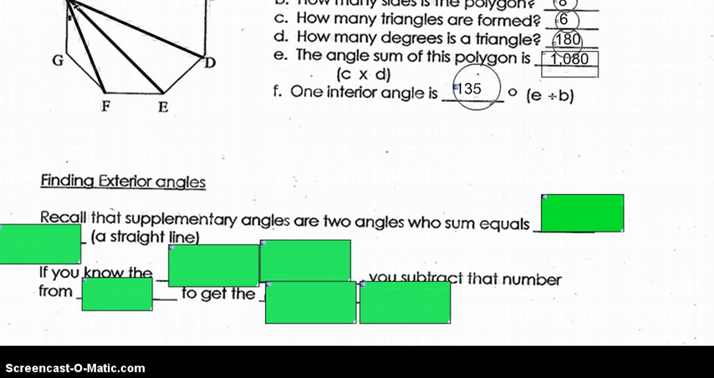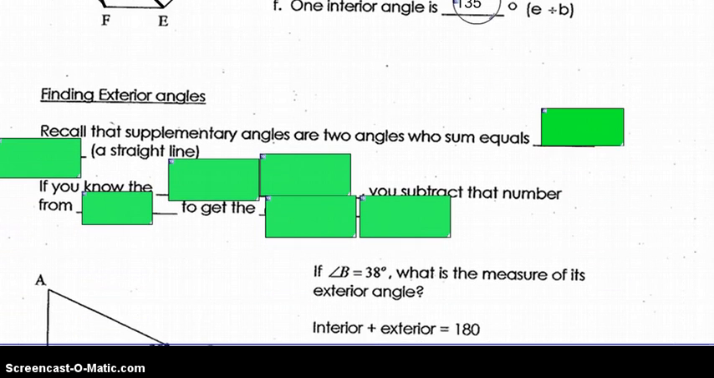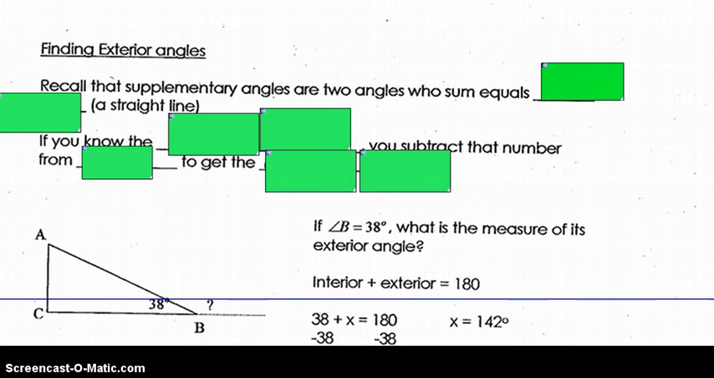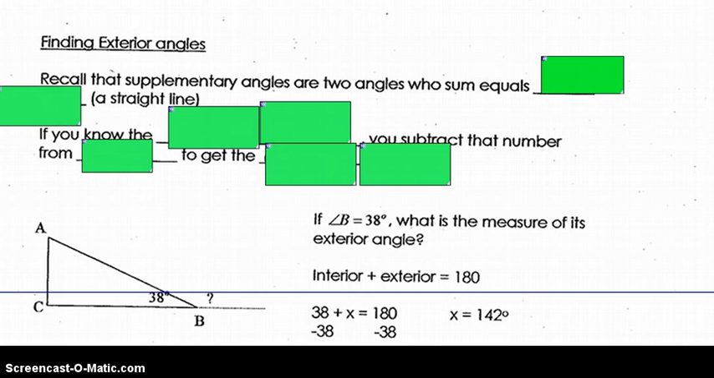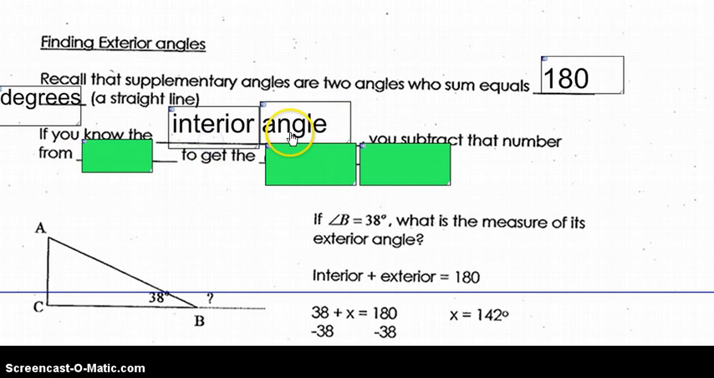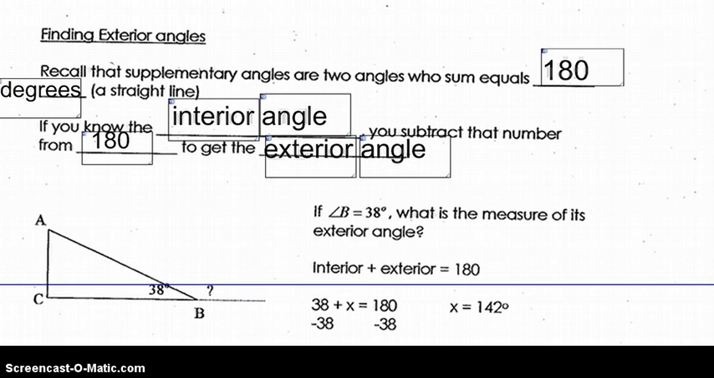Now we're going to talk about finding exterior angles. Those are the angles on the outside of a figure. So I want you to recall that supplementary angles are 2 angles whose sum equals 180 degrees, or a straight line. If you know the interior angle of any polygon, you subtract that number from 180 to get the exterior angle. This is the rule for all exterior angles.